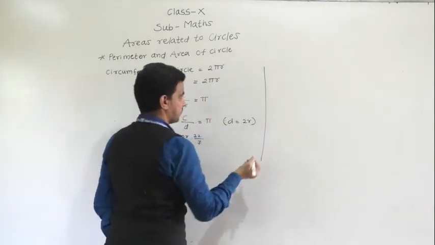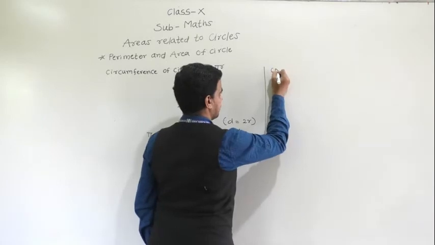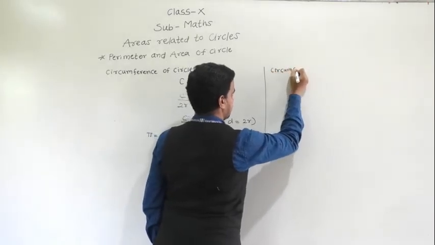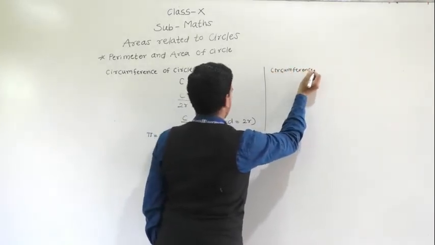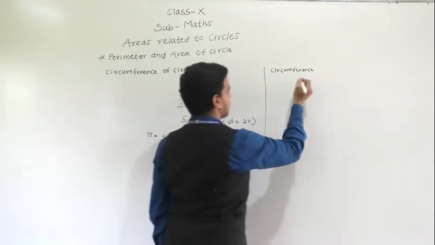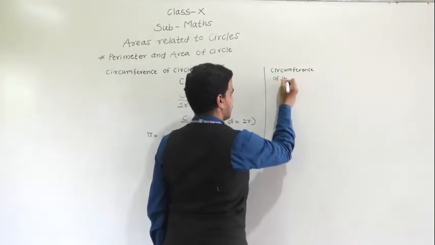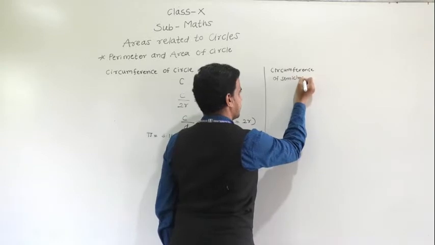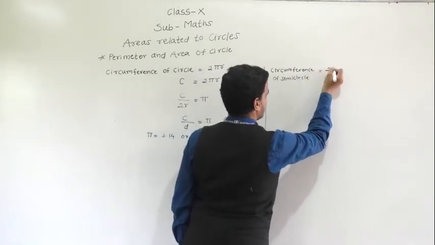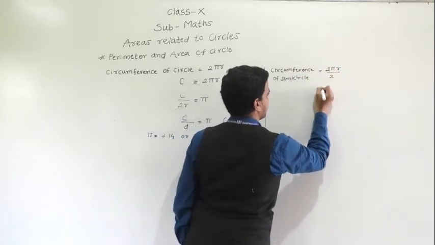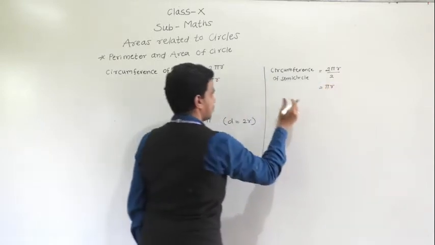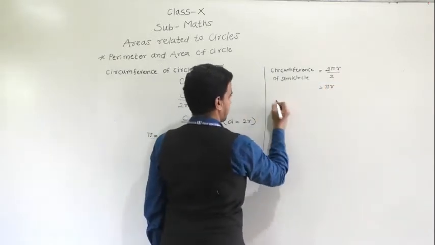If we want the circumference of a semicircle, we divide this by 2. So that is equal to 2 pi r divided by 2, that is pi r. So the circumference of a semicircle is pi r.